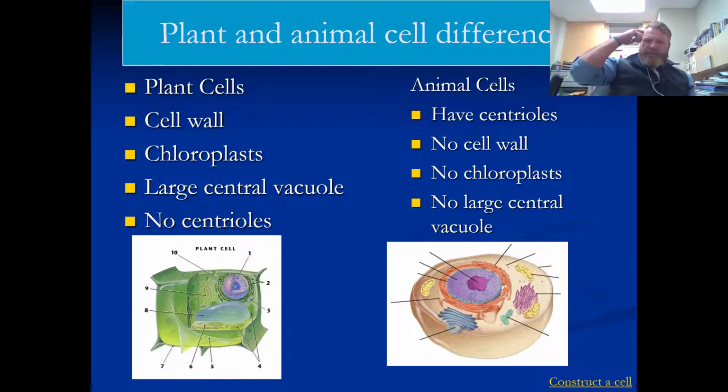So, some key differences between plant and animal cells. Once again, plants have a cell wall, chloroplast, large vacuole, no centrioles. This bad boy has centrioles, no cell wall, no chloroplast, no large vacuole. They have vesicles in here, like from the Golgi apparatus, but no large vacuole. See, this is our vacuole here. We got nothing like that over here.